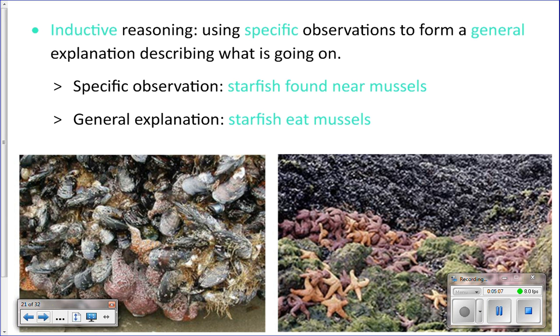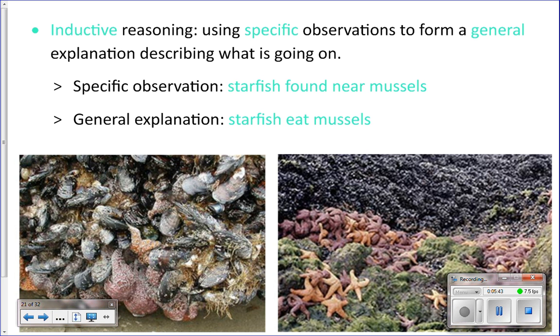Okay? So for us, let's say that our specific observation was that the starfish are found near or among the mussels. Okay, so that was our specific thing that we observed. Inductive reasoning takes that specific thing and you come up with a general explanation for it. All right, so we would say, okay, our general explanation would be that the starfish are found near and among the mussels because the starfish are eating the mussels. Right? That's our explanation for why that's happening. Does that make sense?